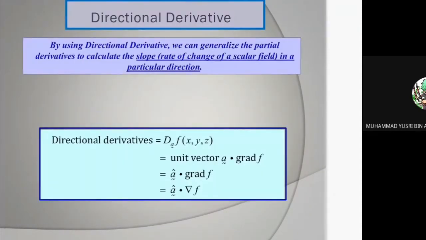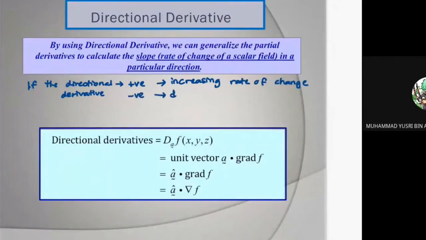Application of gradient, which is the directional derivative and the unit normal vector. So the first one is the directional derivative. By using directional derivative, we can generalize the partial derivative to calculate the slope. So the slope is the rate of change of a scalar field in a particular direction. If the directional derivative is positive, then there is an increasing rate of change. If negative, decreasing rate of change. So that is the meaning of the directional derivative.